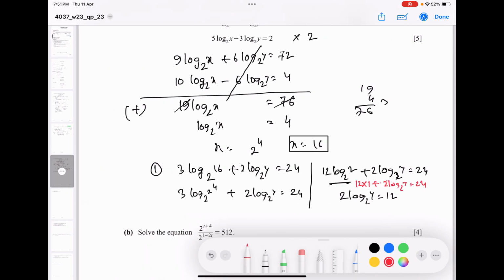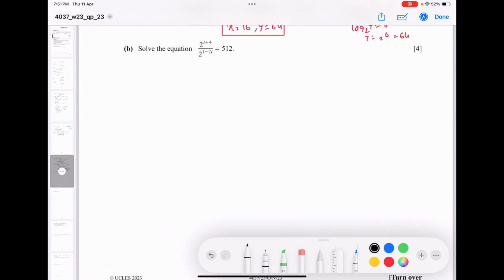So divide both sides by 2, that means log base 2 of y equals 6, y equals 2 to the power 6, that is 64. So x value is 16 and y value is 64. This is the answer for this question.